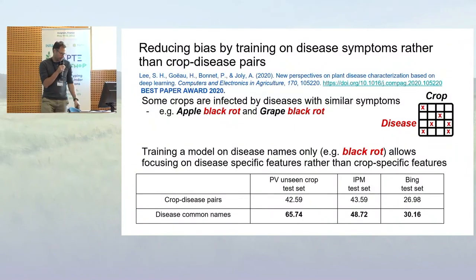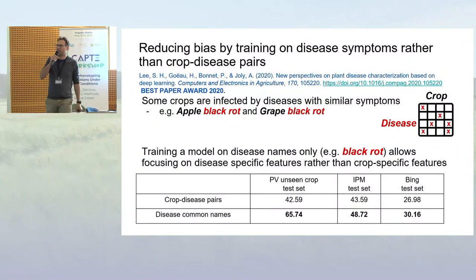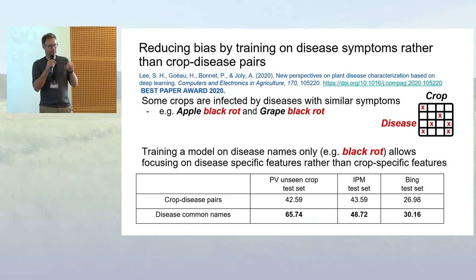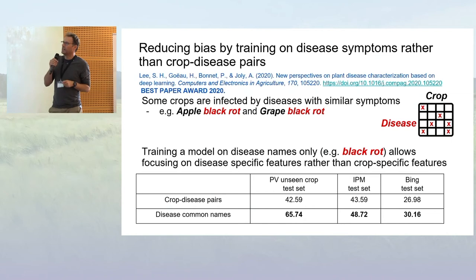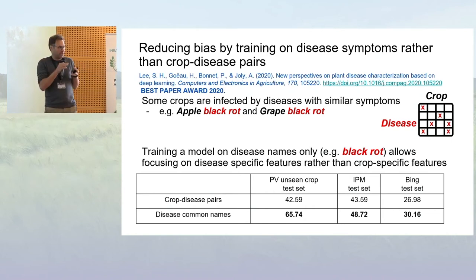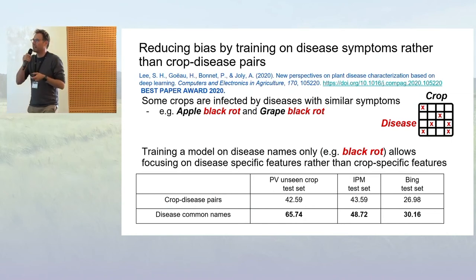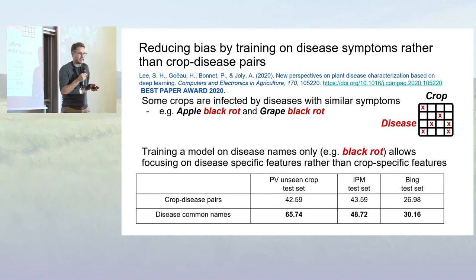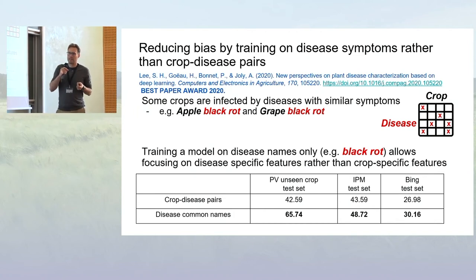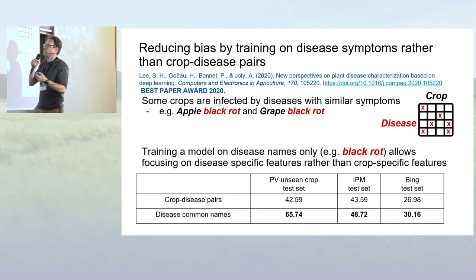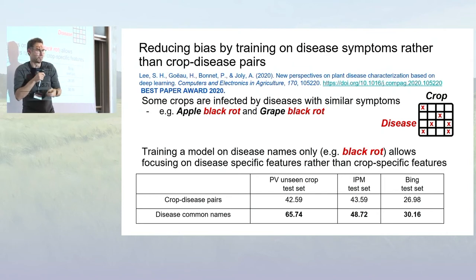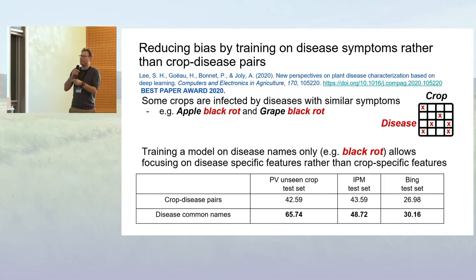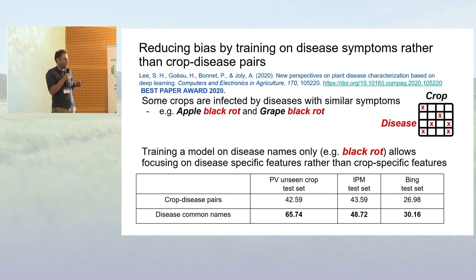Another method we experimented with to try focusing on disease-specific features rather than crop-specific features is to focus more on visual symptoms. The idea is that some crops are infected by diseases with similar symptoms, and typically you can extract this information from the common name of the disease. Different crops have diseases with the same common name, and usually it's very similar symptoms.